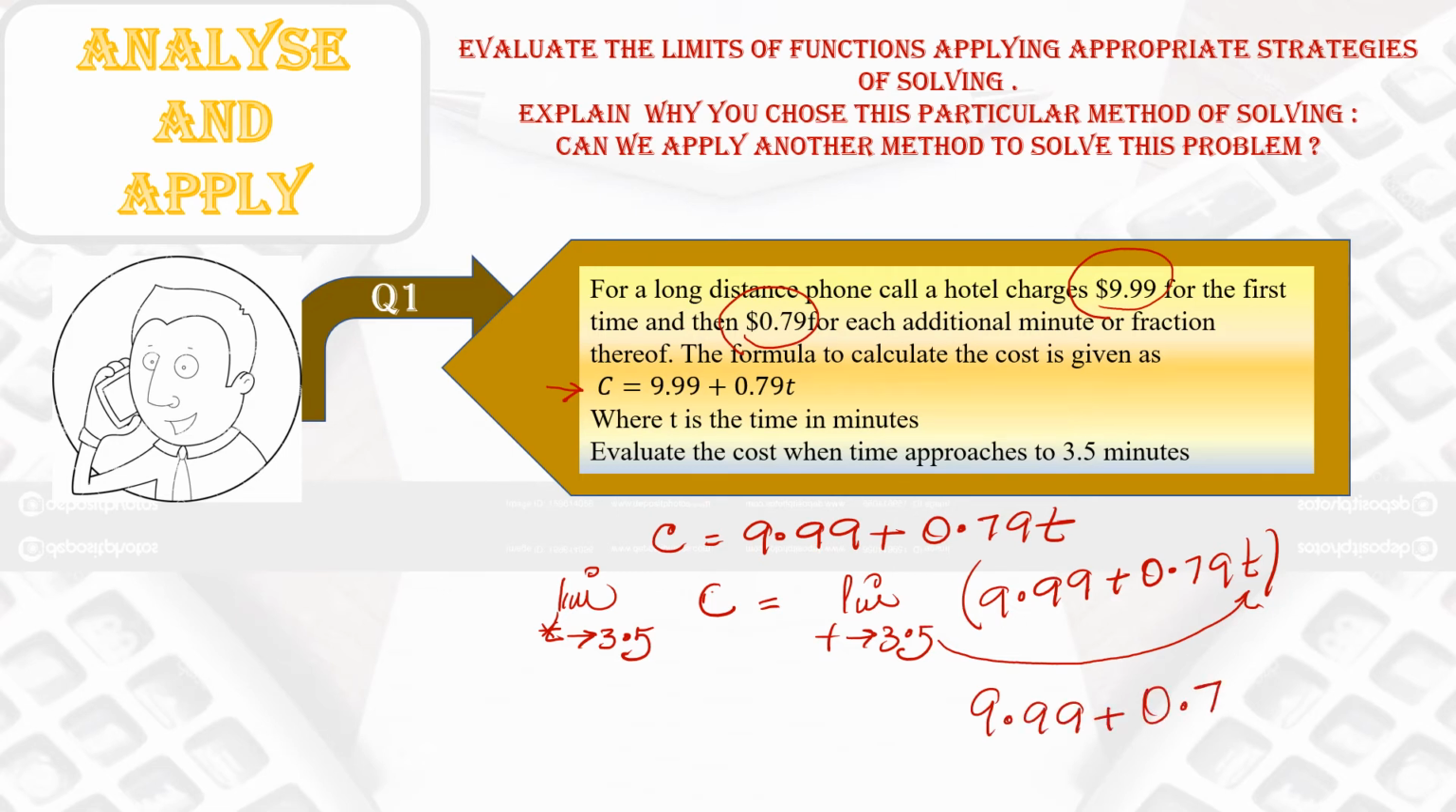You will get the cost of the phone call at 3.5 minutes, and just calculate the answer by using the calculator, and that's all.